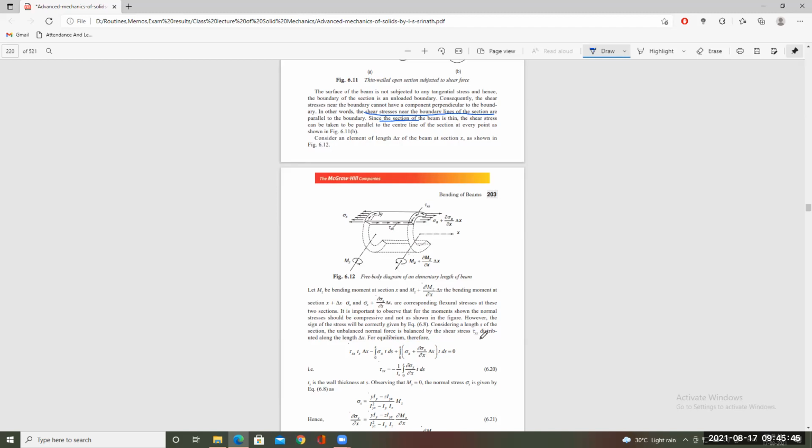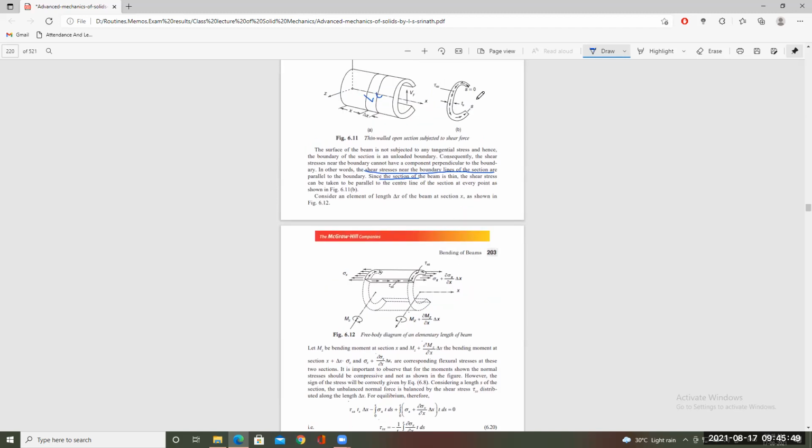Now let us consider section S of the beam. Say this is the section S. This is a particular strip on this particular side of the beam. It is shown here and defined as S. Now, this length S is the length from here to here, equal to the length of the beam itself.